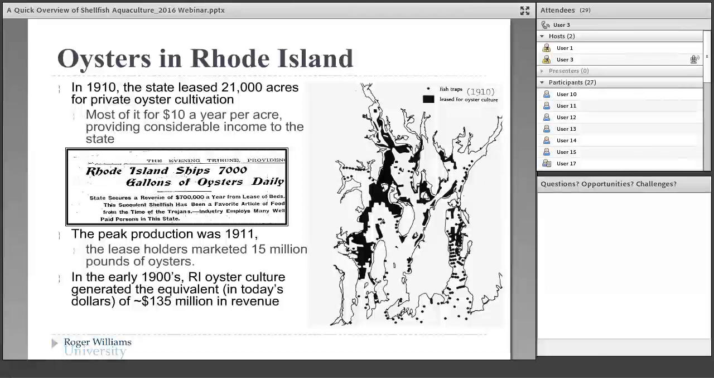Peak production was around 1911, where we produced over 15 million pounds of oysters, which, if you do a rough calculation, is equivalent to about $135 million in today's revenue.